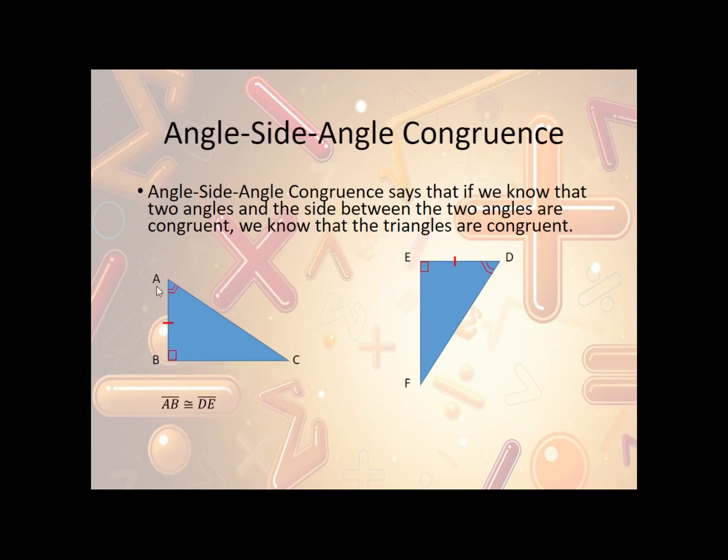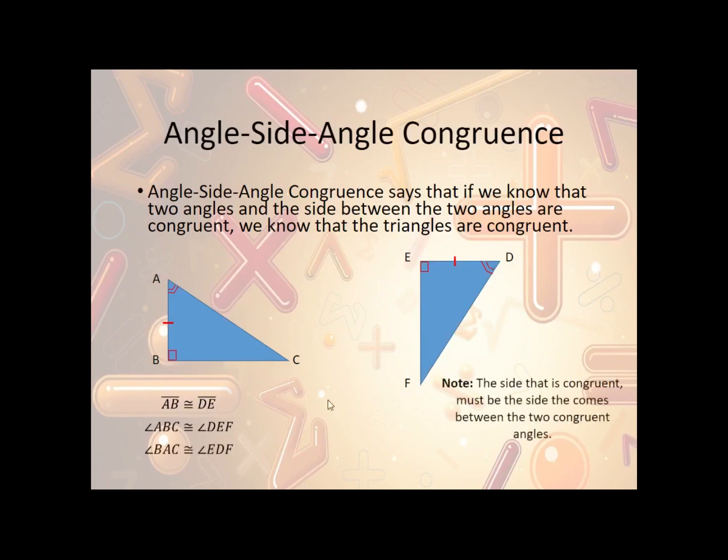Well, we know side AB is congruent to side DE. We know angle ABC is congruent to angle DEF. And we know angle BAC is congruent to angle EDF. So therefore, we have two angles and a side between them that are congruent, so we can use the ASA theorem to state that the triangles are congruent. So we can say triangle ABC is congruent to triangle DEF.